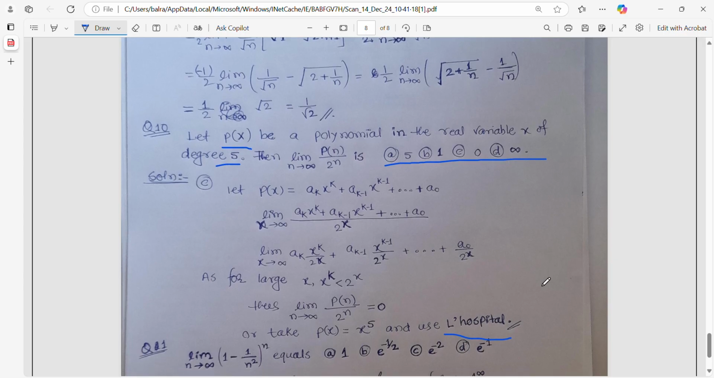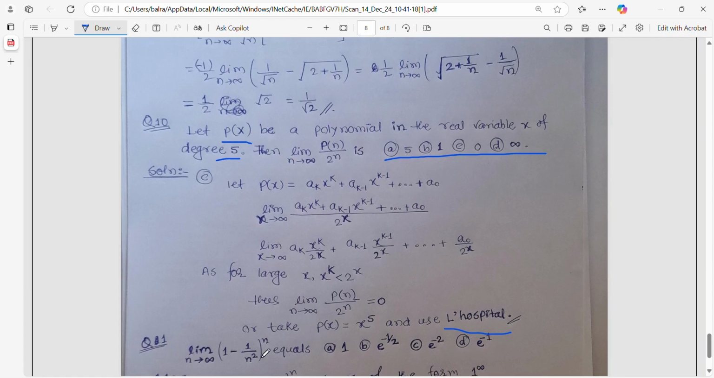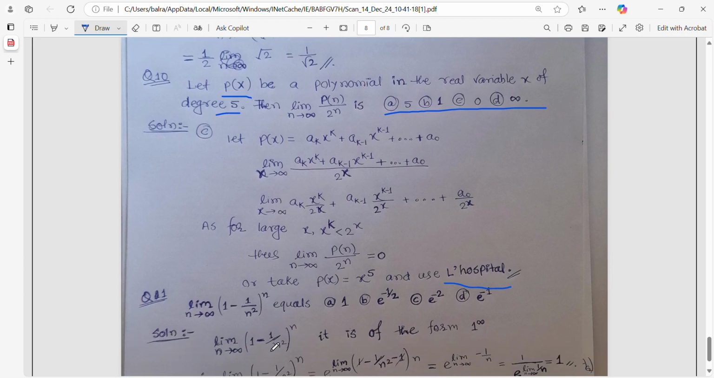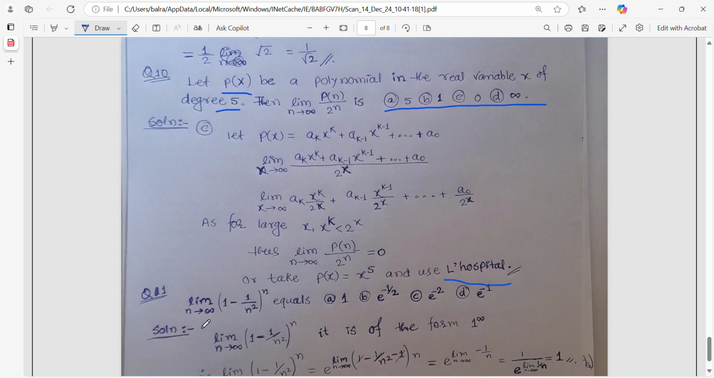Another question is there. Limit n tends to infinity, 1 minus 1 by n square whole to the power n equals: 1, e to the power minus 1 by 2, e to the power minus 2, e to the power minus 1. What is the solution? So we will solve this one. Limit n tends to infinity, we will write this one. It is of the form 1 to the power infinity.